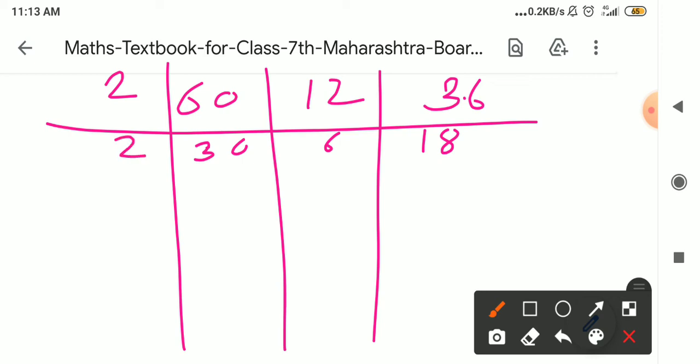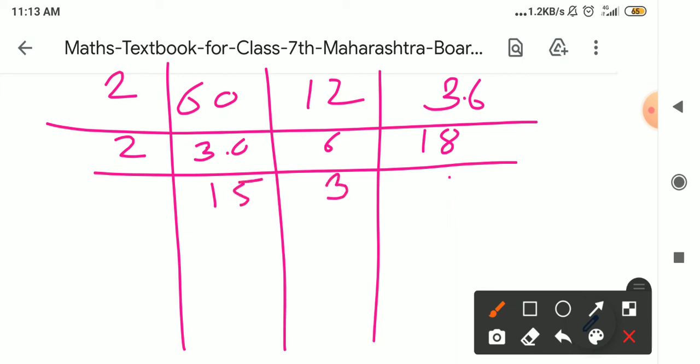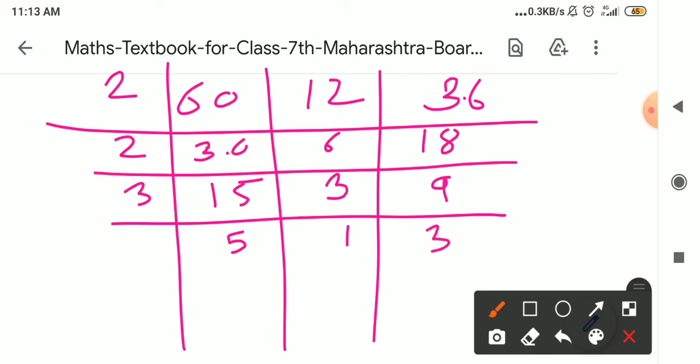Now here again these all numbers are divisible by 2. Reason behind it: the unit place numbers are 0, 2, 4, 6, 8. So 2 1s are 2, 2 5s are 10, 2 3s are 6, 2 9s are 18. Okay. Now these all numbers are again divisible by 3. 3 5s are 15, 3 1s are 3, 3 3s are 9. Now you stop here. Why? Because 5 and 3 are not divisible by any common number. Now you can directly write the HCF of these numbers.